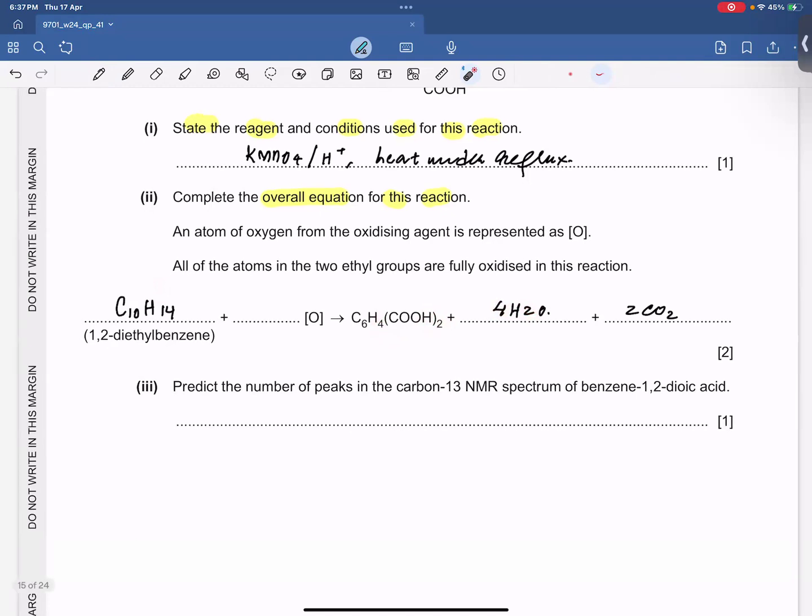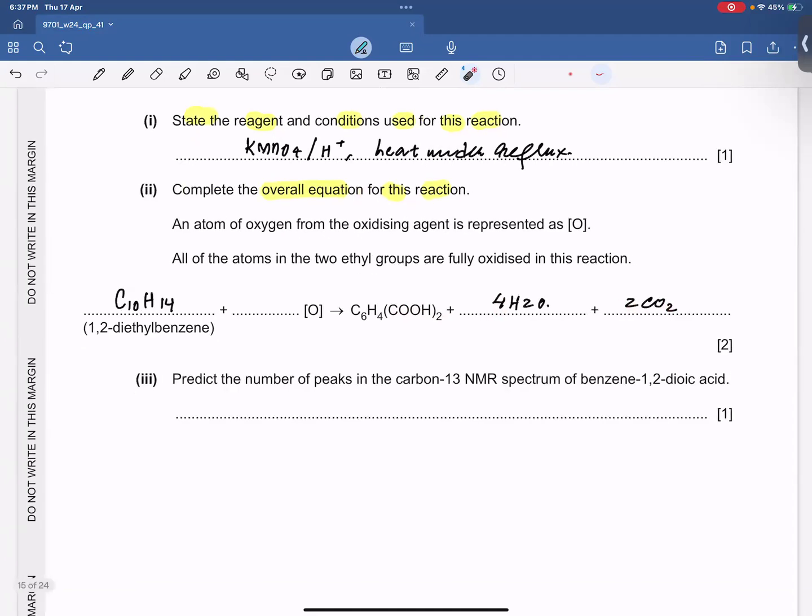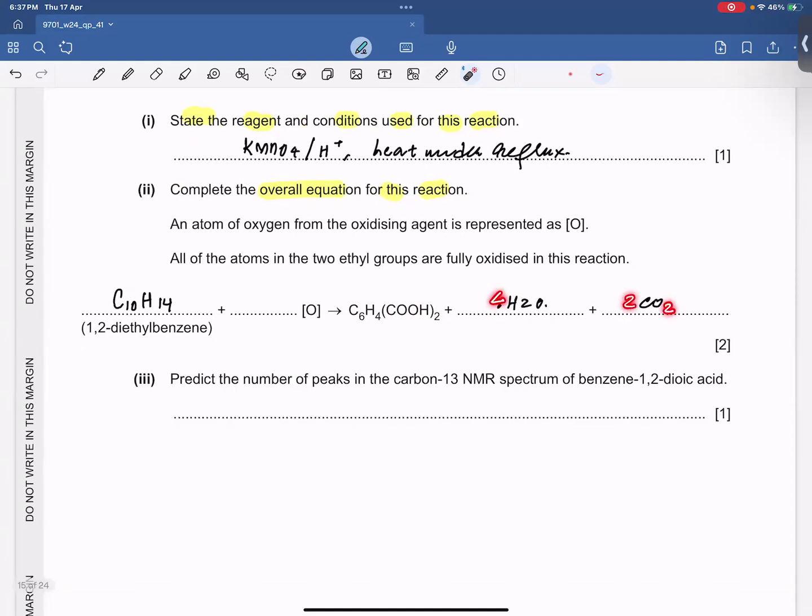Let's talk about oxygen. 2 oxygen here. 4 here. 4 plus 2, 6. 6 plus 4, 10. Wait. 2 times 2, 4. 4 plus 4, 8. 8. And 2 times 2, 4. 12. So we have 12 oxygen technically. So for 12 oxygen, I'm going to write 12 here.